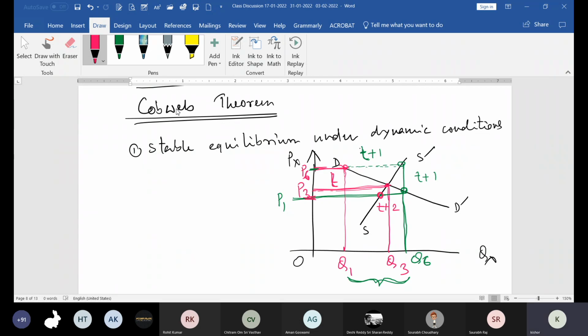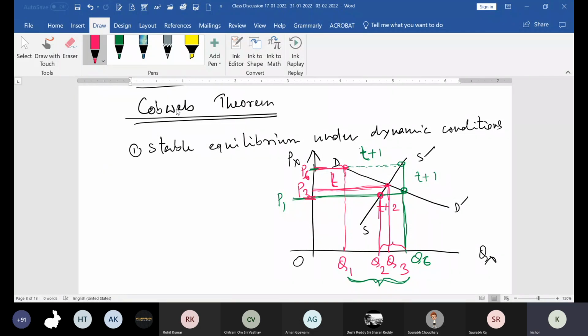Supply will be represented by supply curve. So at T+2 time period, my supply will come down to Q2. So at T+2 time period, what will happen in market? Supply is only OQ2. Demand is OQ6 because price is P1. Demand is OQ6, supply is OQ2. There is shortage of supply in market. This portion will represent shortage of supply. Q2, Q6 is shortage of supply.